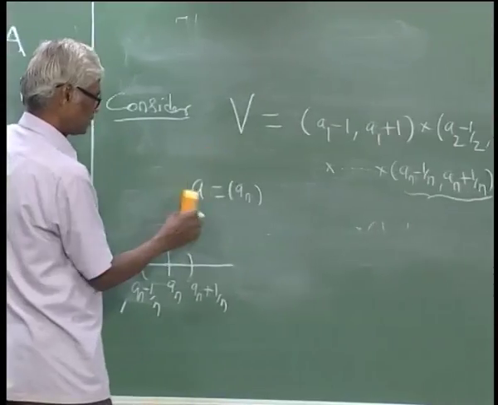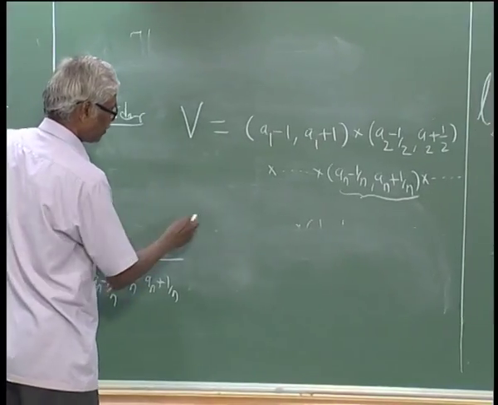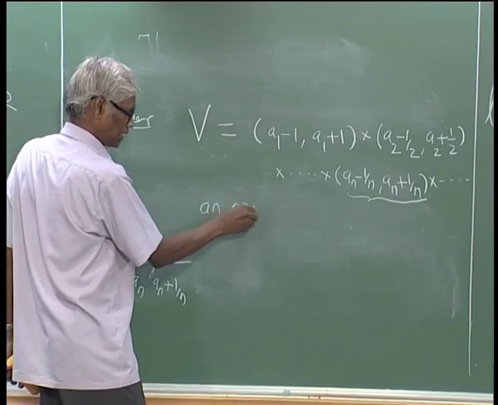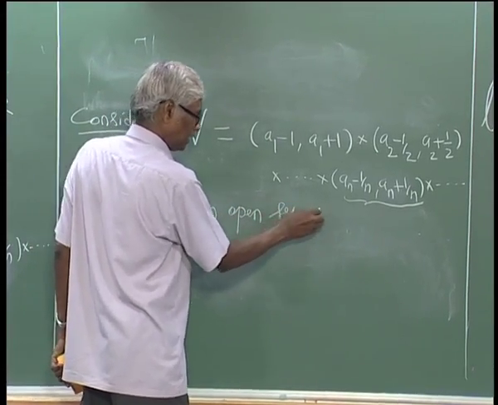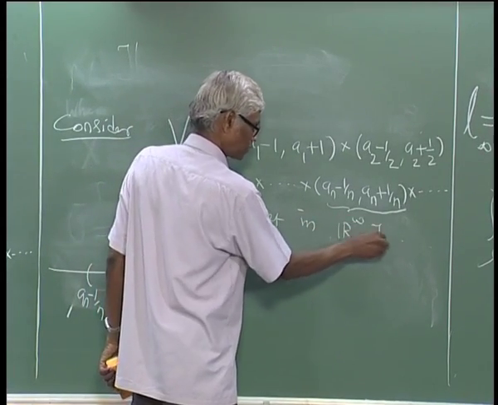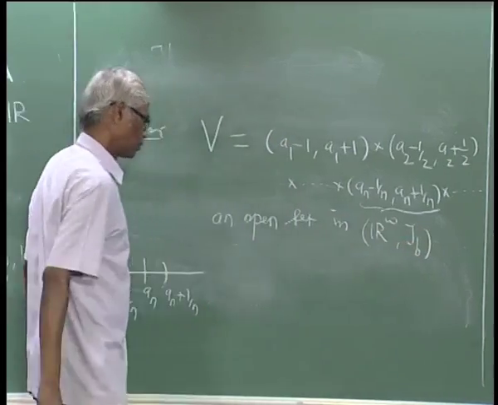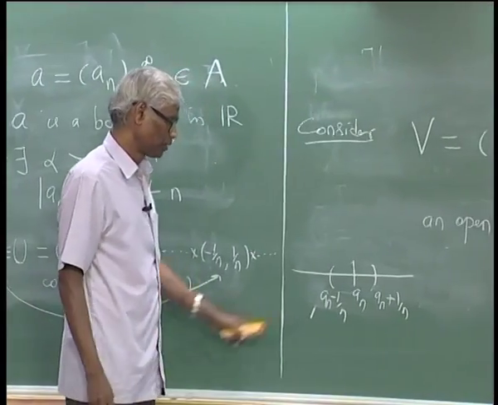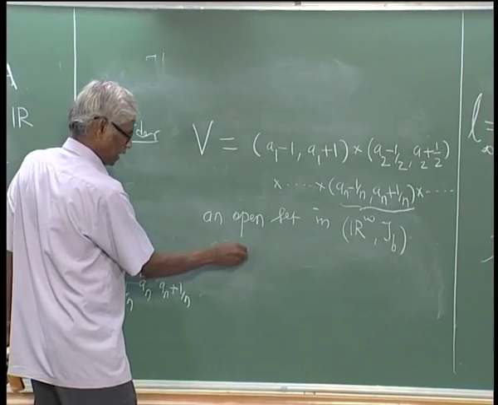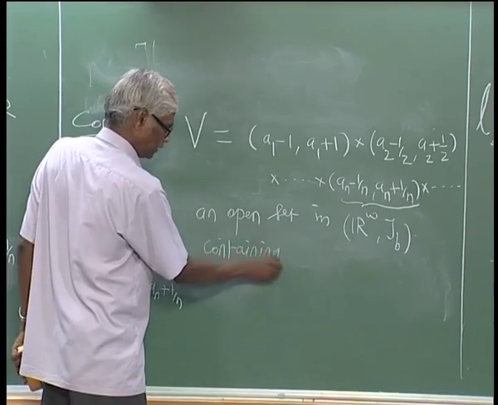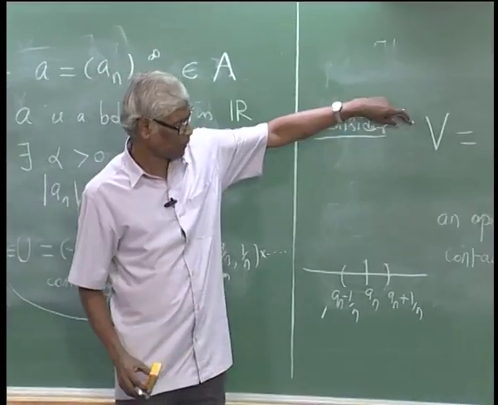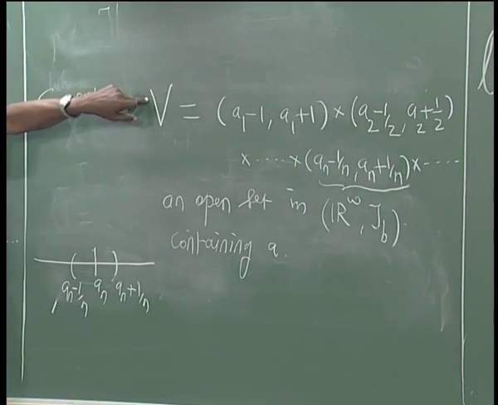So, now you take any element in V. So, we have fixed this open set in R power omega with box topology. So, an open set in R power omega containing the point A. Now, what will happen if we take an element in V?